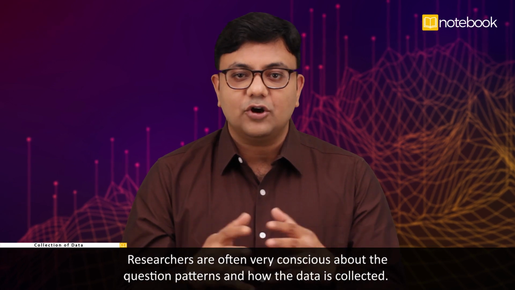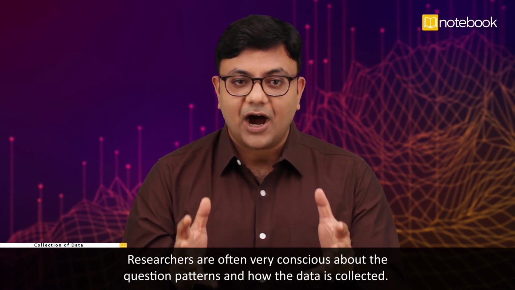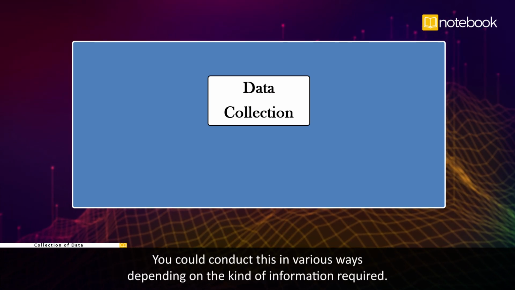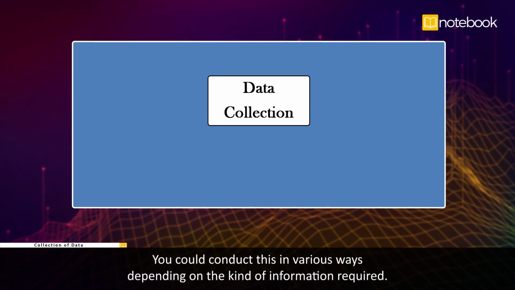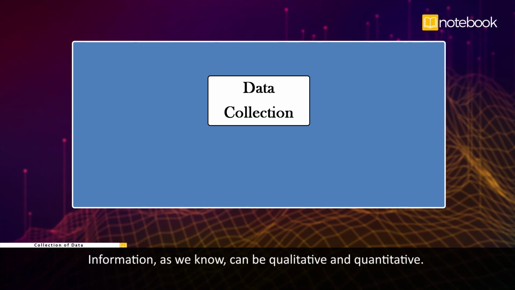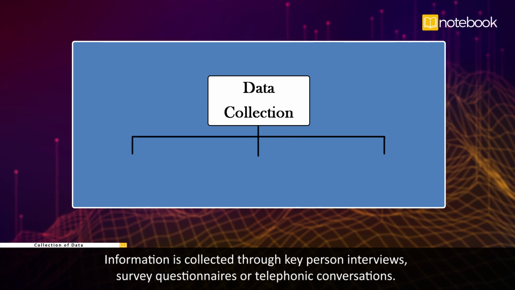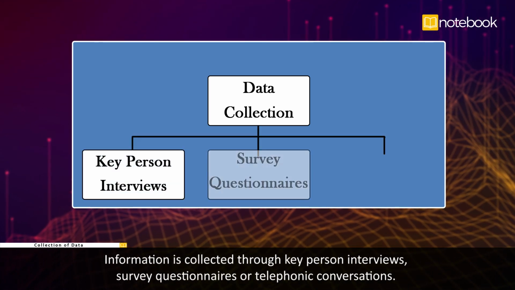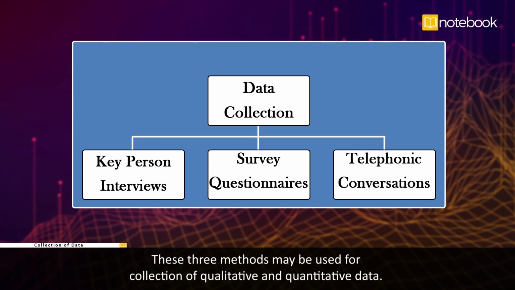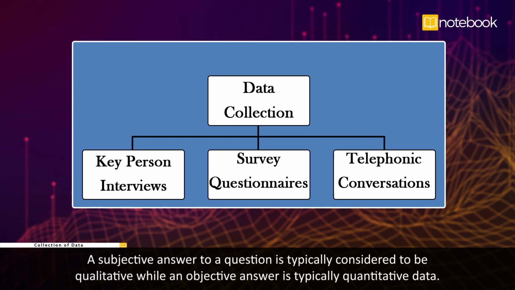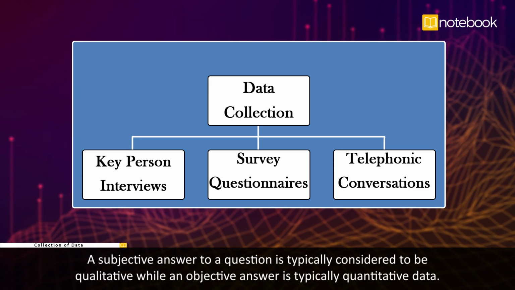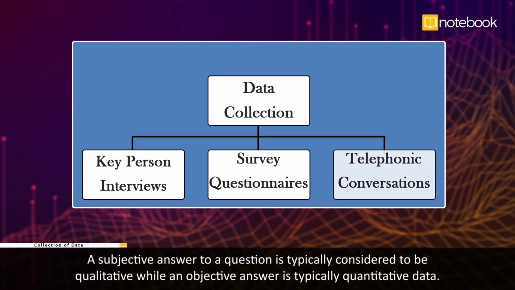Researchers are often very conscious about the question patterns and how data is collected. Collection of data is an interesting exercise. You could conduct this in various ways depending on the kind of information required. Information, as we know, can be qualitative and quantitative. Information is collected through key person interviews, survey questionnaires, or telephonic conversations. These three methods may be used for collection of qualitative and quantitative data. A subjective answer to a question is typically considered to be qualitative, while an objective answer is typically quantitative data.